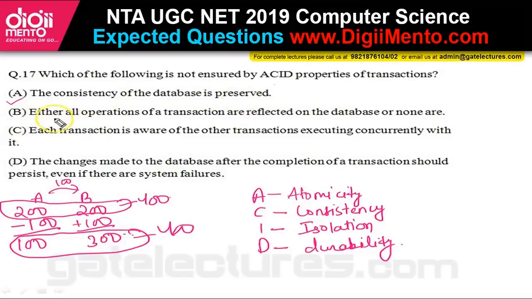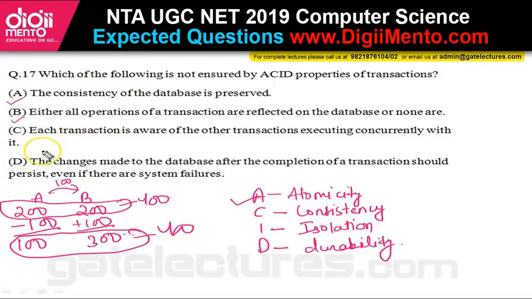Option B says either all operations of a transaction are reflected on the database or none. Yes, this is also right. It is talking about the atomicity property of the transaction. Atomicity says that if a transaction is fully successful, then okay, and if it gets corrupted in the middle, then totally abort the process. So it is the all-or-none property. So B is also right.